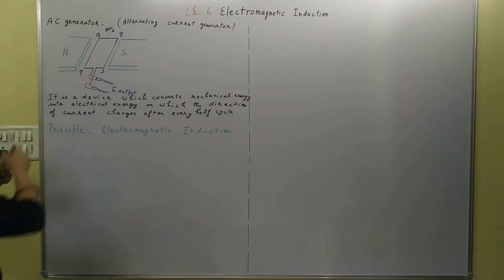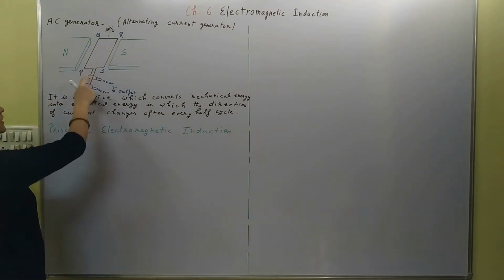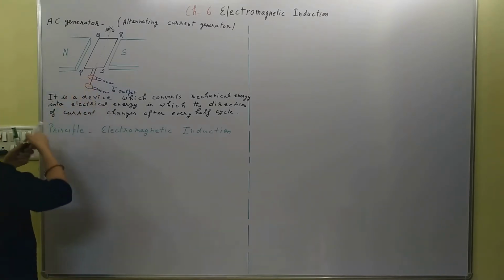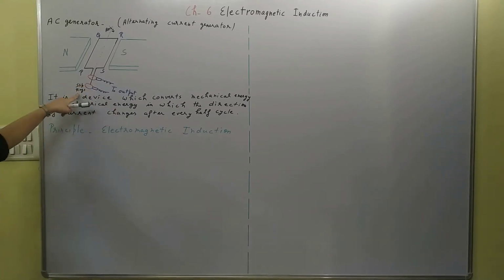Right, PQRS is an armature. Armature is the coil actually. These are two slip rings. Slip rings are the reason that AC is produced. If we would have taken split rings, then that is called a DC generator, because direct current is produced there.